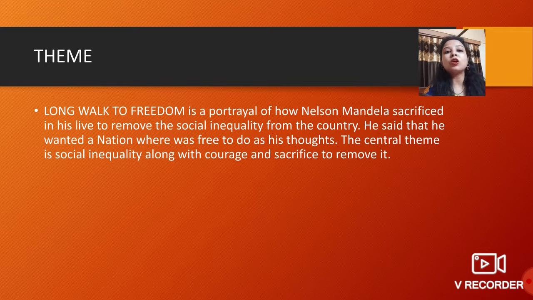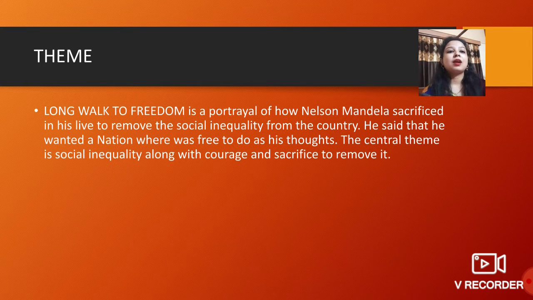He said that he wanted a nation where he would be free to do as he thought. So he wanted a nation where he could have freedom of thought, freedom of speech and action, right? The central theme is social inequality along with courage and sacrifice to remove it. So what is the main theme of the chapter? It is the removal of social inequality with courage and sacrifice.